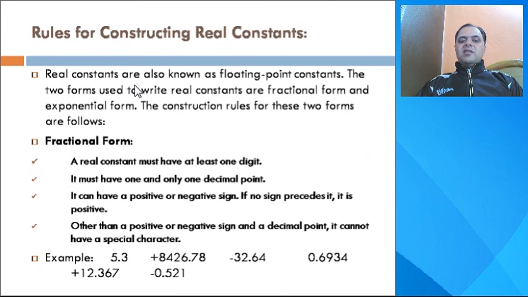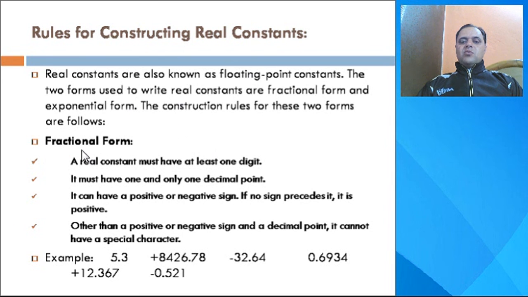Then real constants. Real constants are also known as floating point constants. The forms used to write real constants are fractional form and exponential form. So we have fractional form and exponential form of real constants.